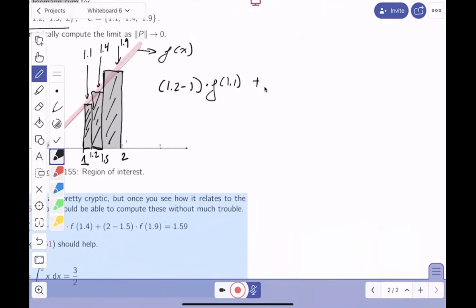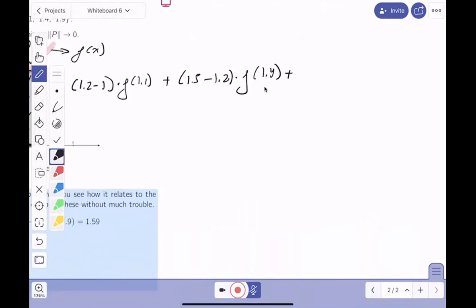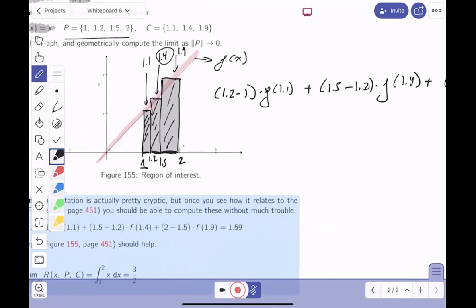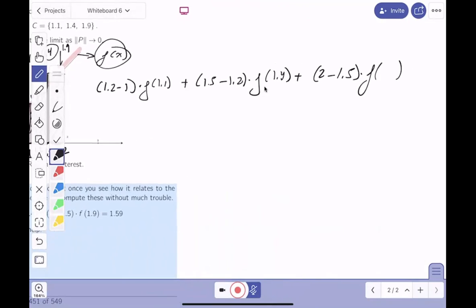what's the base of the next rectangle? It's going to be 1.5 minus 1.2. What's the height of that rectangle? Well, the height of it's going to be the function evaluated at 1.4, plus, what's this guy's base? It's 2 minus 1.5. I will do the computations later. F of, what are they evaluating the function at for that? F of 1.9.